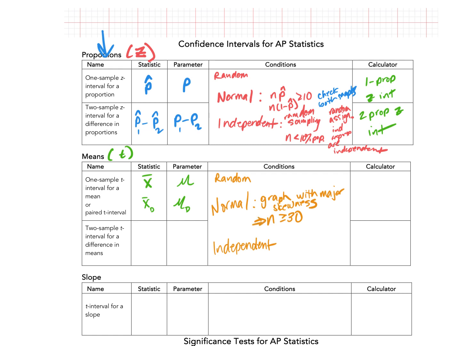Isn't it without major skewness? I said no major skewness, right? Yeah, I heard it and then I looked at it and I was like, oh. Sometimes my pen is stuck on what I'm saying instead of what I'm thinking.